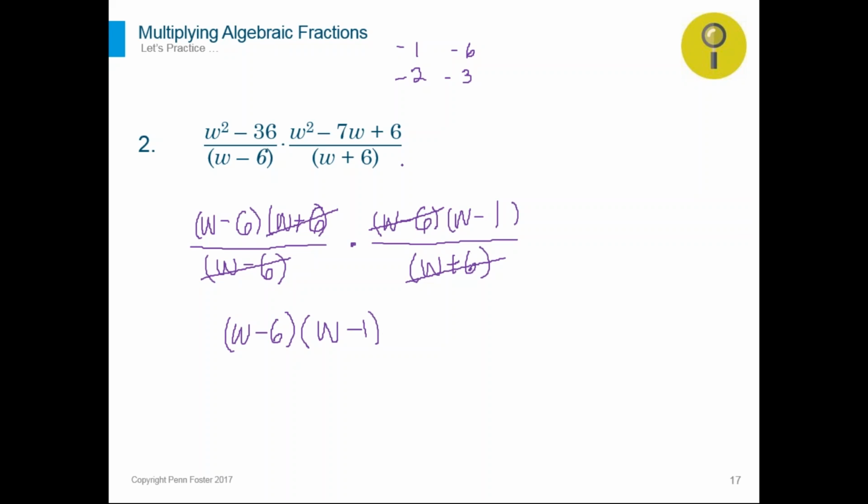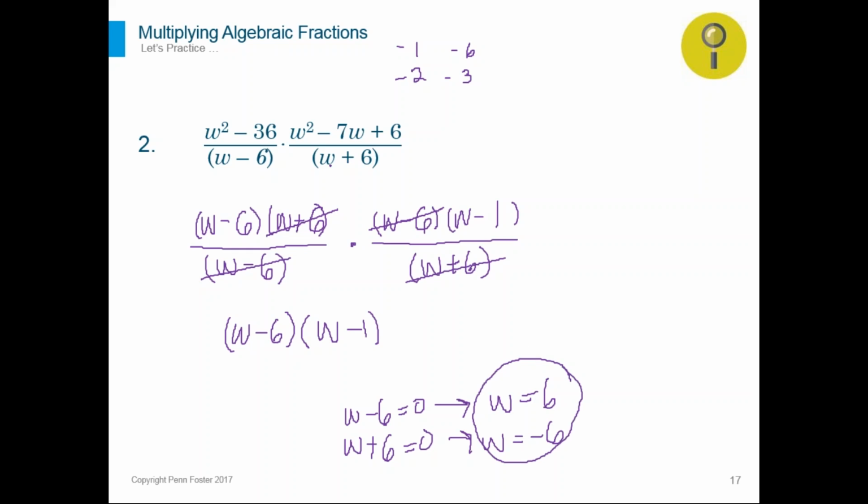Illegal values: I'm going to go to the original denominators. Once W minus 6 equals 0, and once W plus 6 equals 0, I'm looking at these denominators. In this case, W equals 6. In that case, W equals negative 6. These are the illegal values that will make our fractions undefined. Any questions?